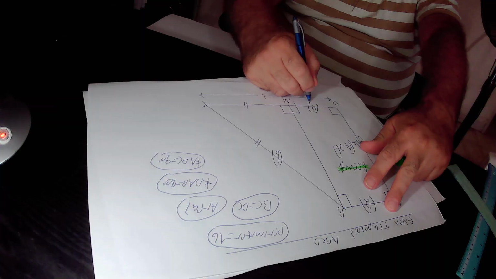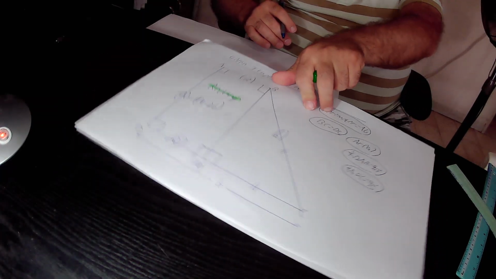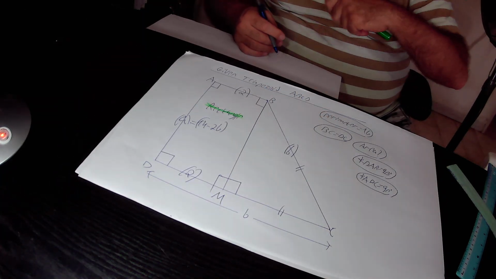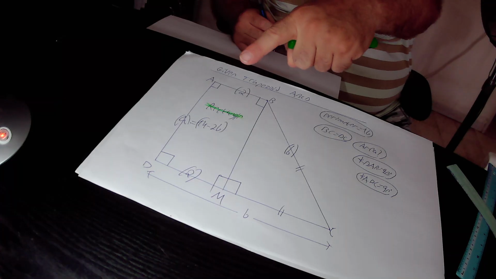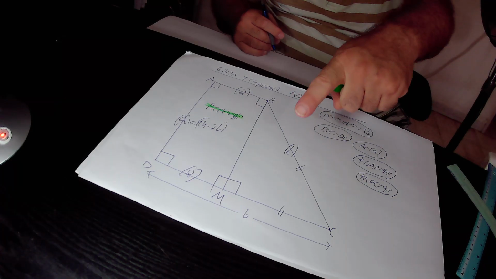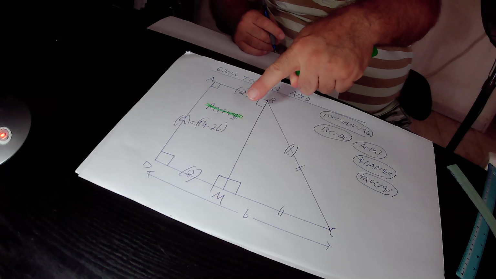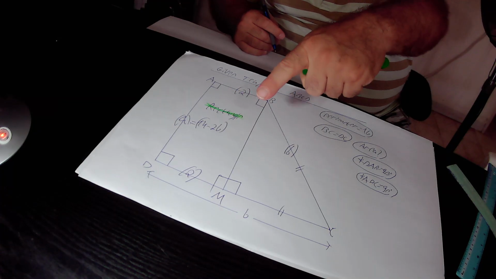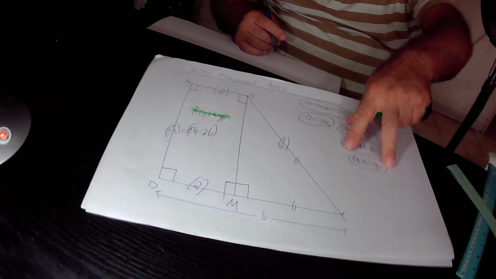Likewise, according to the same rule, in the same parallelogram ABMD, side AD must be equal to the opposite side BM. But AD is 14 minus 2B, therefore the opposite side BM must also be equal to 14 minus 2B in its length.